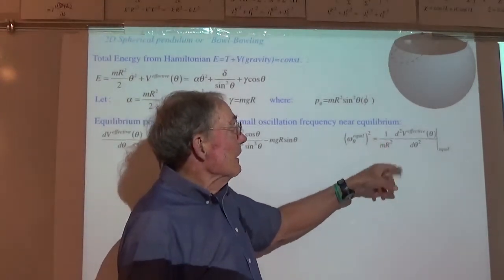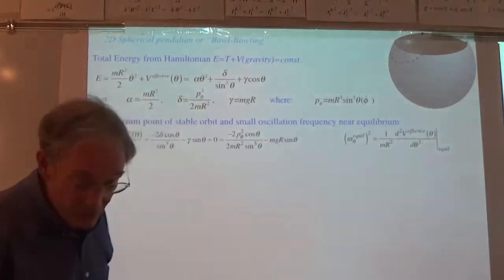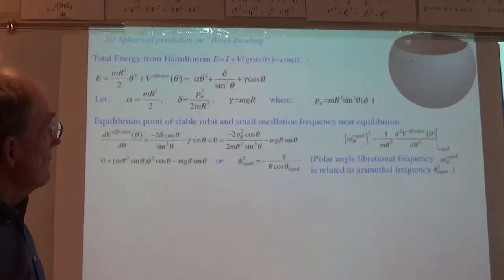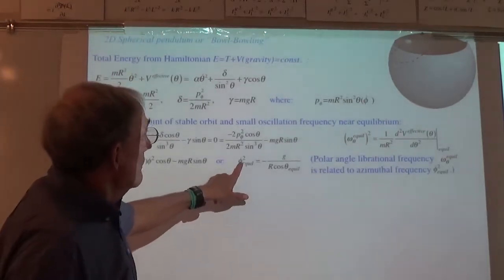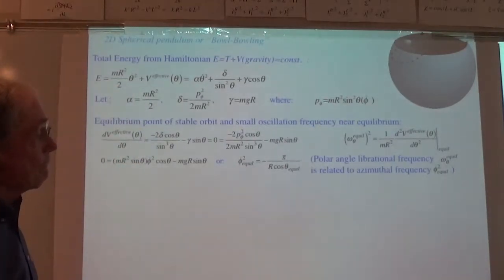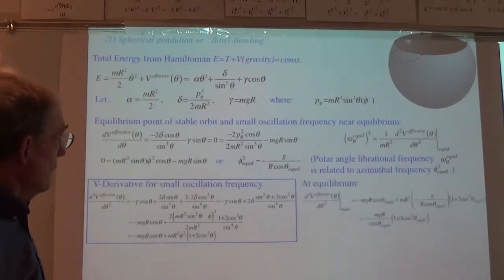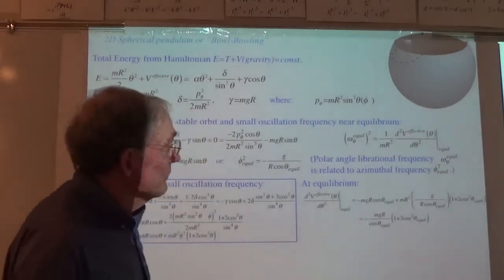Okay, that is the inertia, inverse inertia, and the double derivative of the effective potential with respect to the angle we have oscillating. So what you can do is take that thing and then compare it with the phi dot. That is the azimuthal frequency. Working all the derivatives out and things like that, it makes a pretty simple expression, involving 1 plus 3 cosine squared.